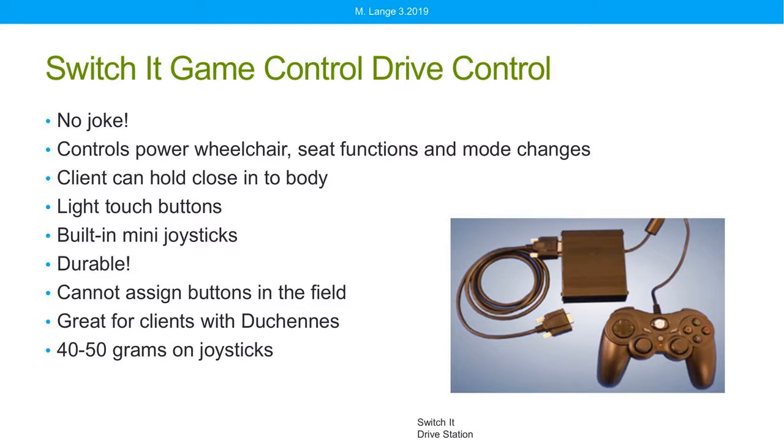People with Duchenne do best holding something close into their body in midline. Many of these young men, as they approach their teen years, have difficulty using a standard joystick. They lose the strength required to control that standard joystick, but can still play their video games at home. This particular game control has two little mini joysticks built right in. They require about 40 to 50 grams of force, and this can be used to control driving and other power wheelchair features. So this is another unique option for people who need a mini joystick.